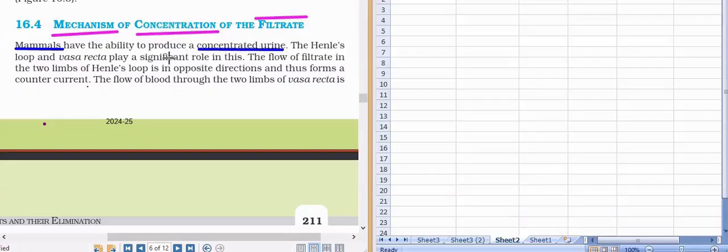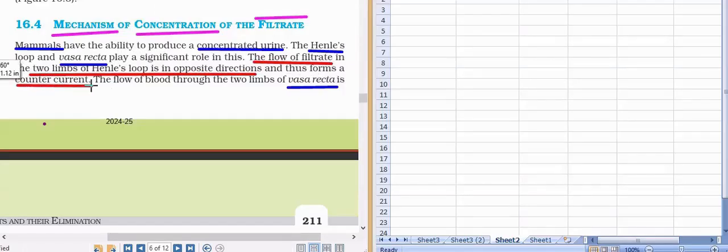How? Let's see. First of all, the topic starts from the Henle's loop and vasa recta. These are two important structures. In the nephron, these two exchange materials with each other. Next, what is it saying? The flow of filtrate in the two limbs of the Henle's loop is in opposite directions, and that is called the counter current mechanism.